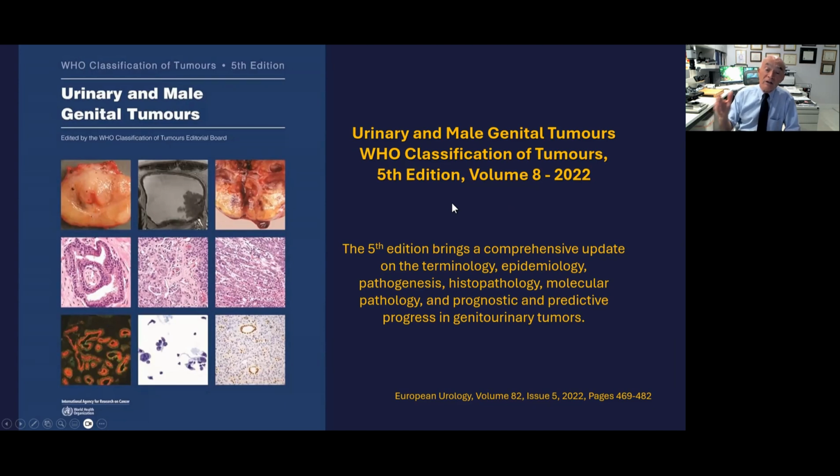And now, in the 5th edition, the last one in 2022, the WHO has made a very interesting comprehensive update of the terminology, together with the epidemiology, pathogenesis, histopathology, molecular pathology for the first time, and the relationship with the prognosis and predictive progress of these tumors.